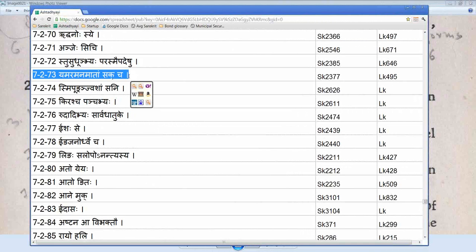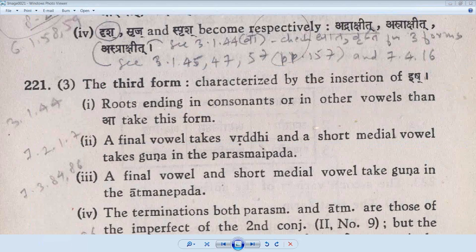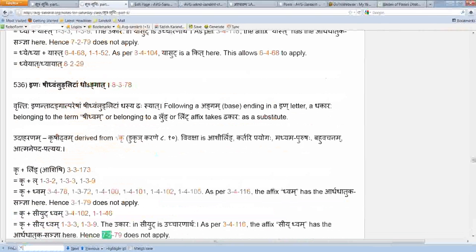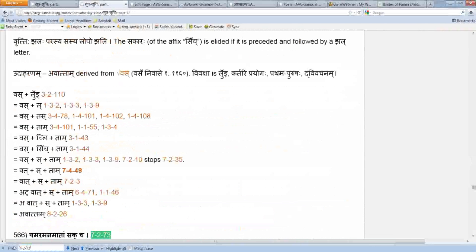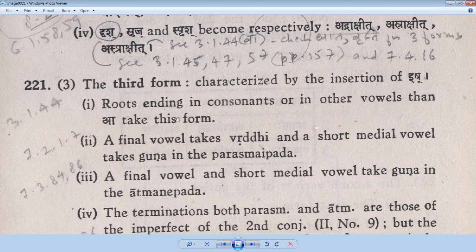That's why in the book he says to exclude, because this is Atam. Yama Rama Namatam Sakcha. This is 7-73. That's going to give some special forms when the dhatu ends in a akaraha. So Yama Rama Namatam Sakcha we are going to see shortly, probably today itself. But that is why these akaranta dhatavaha take a special situation by 7-73. That's why in the book he's saying roots ending in consonants or in vowels other than a.